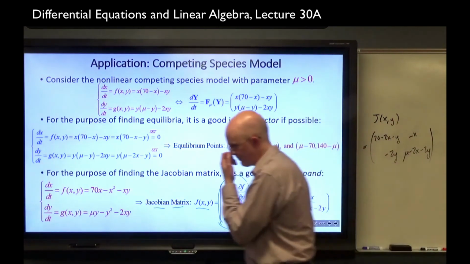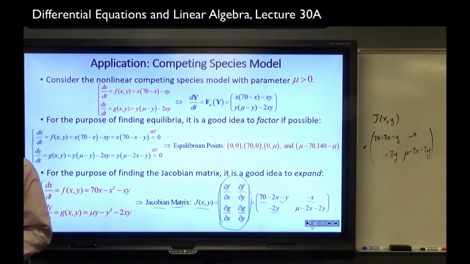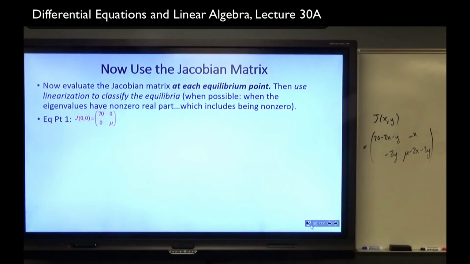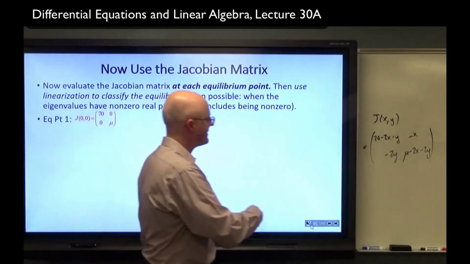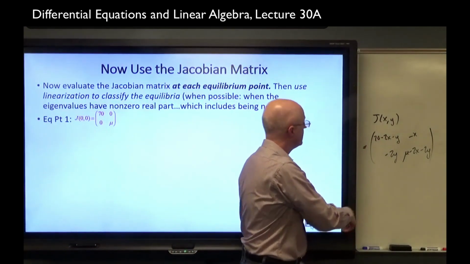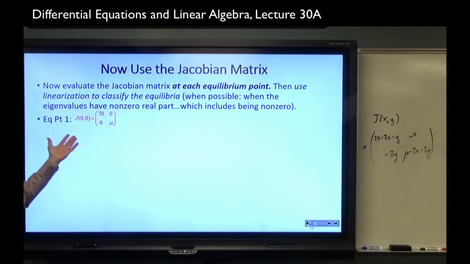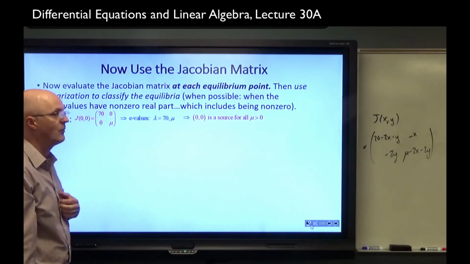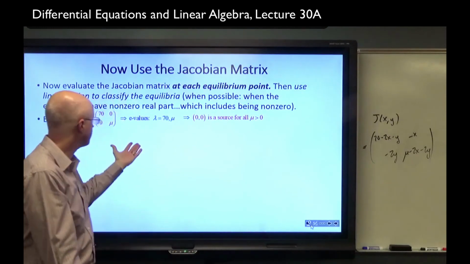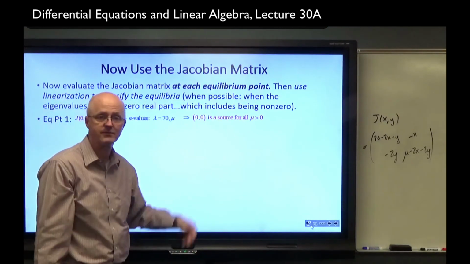Now plug in the equilibrium points. At 0, 0, the off-diagonal numbers become zeros. This becomes a 70, this becomes a mu, exactly what you see here. It's a diagonal matrix. The eigenvalues in the main diagonal are 70 and mu. And we were assuming mu is positive, so those are both positive real numbers. So the origin is a source for all positive mu.